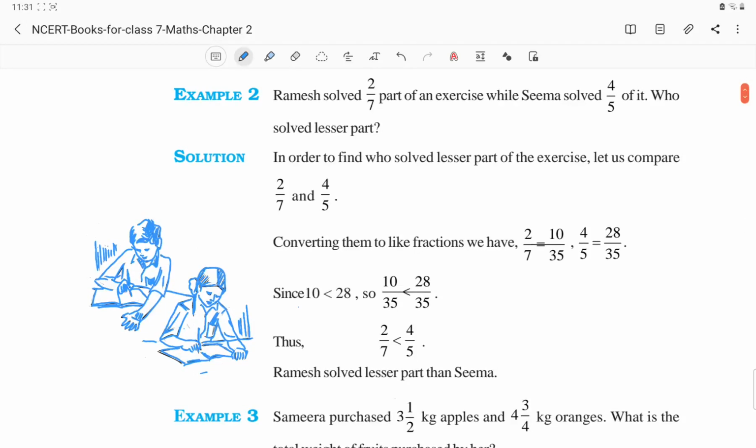Example 2. Ramesh solved 2 by 7 part of an exercise, while Seema solved 4 by 5 of it. Who solved the lesser part? Okay, 2 by 7, 4 by 5. How do we do this?